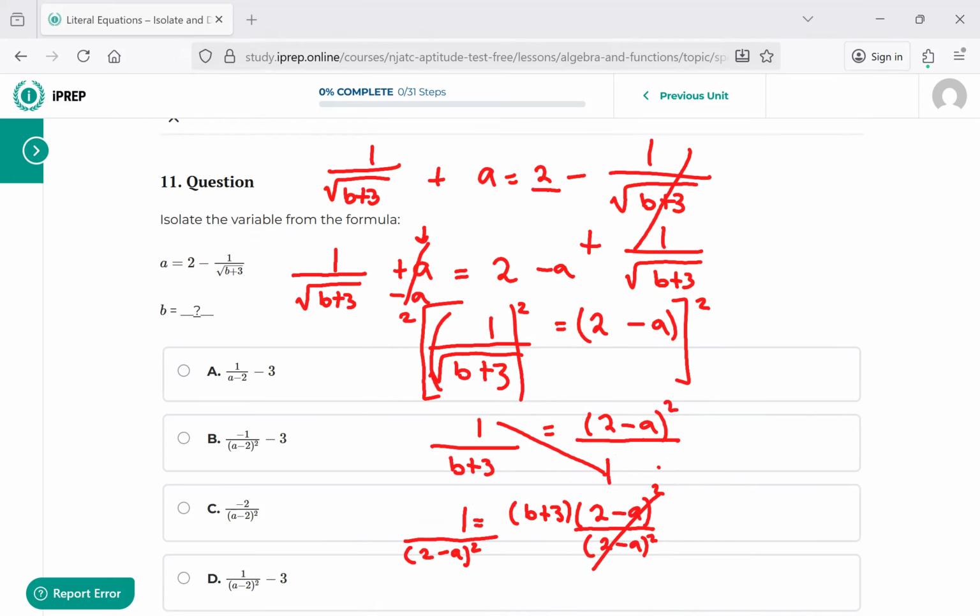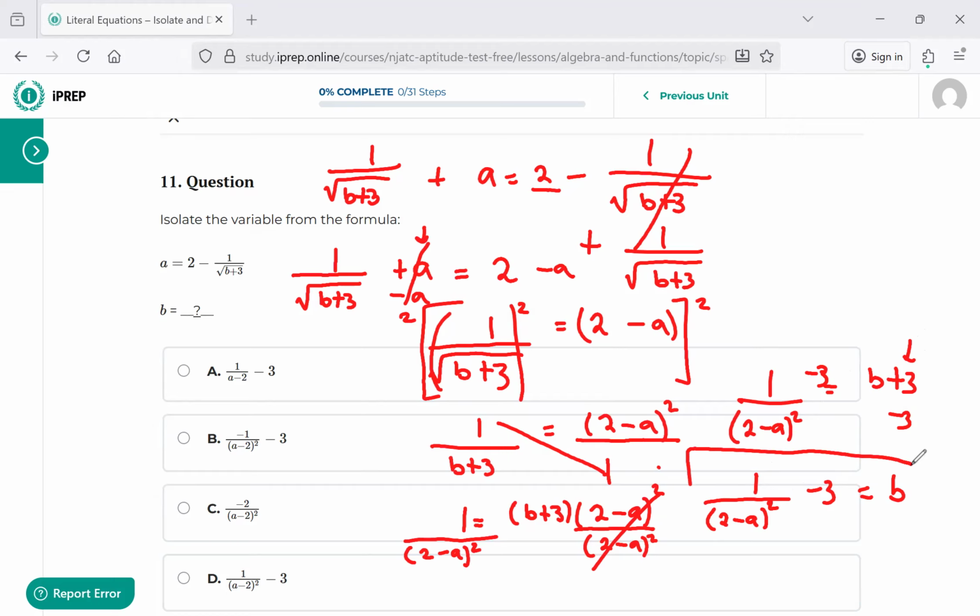So this cancels. So on the left, you're left with 1 over parentheses 2 minus a squared equals b plus 3. But almost there. All I got to do is get rid of this 3 by subtracting 3. So I get 1 over 2 minus a squared, minus 3, equals b. There we go. That's my final answer. So which one will that be?